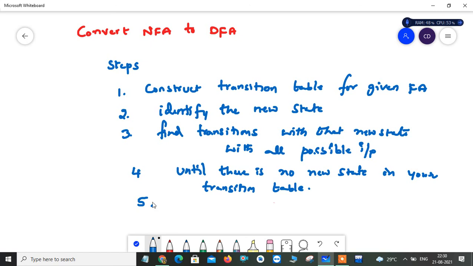Last but not least, you have to identify the final states from the newly constructed transition table.